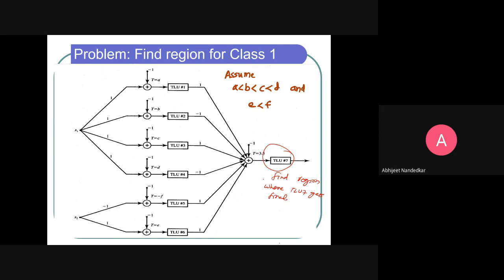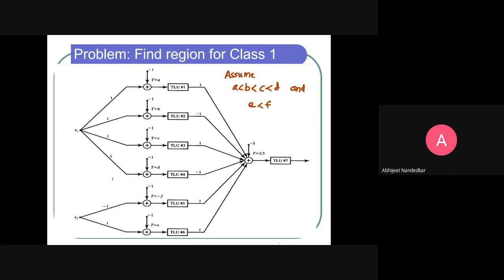So we have to show it on the x1, x2 plane. There are two inputs here, x1 and x2, so I can draw like this, x1 and x2. You have to mark the area where TLU7 gets fired. That is our question. So we can see one by one what these individual neurons are doing, and then we can find out the region where this TLU7 gets fired.